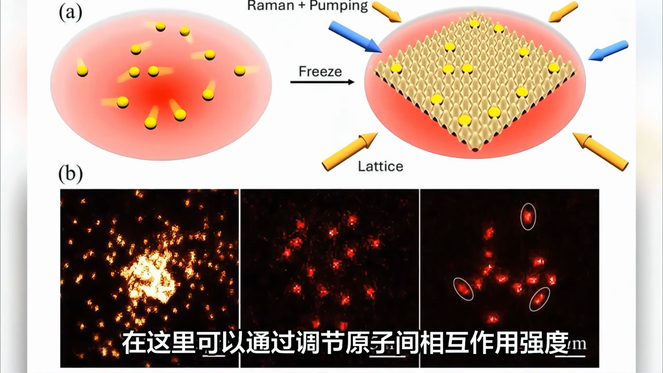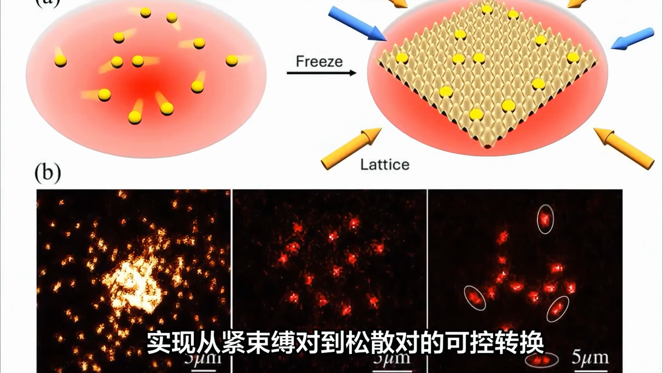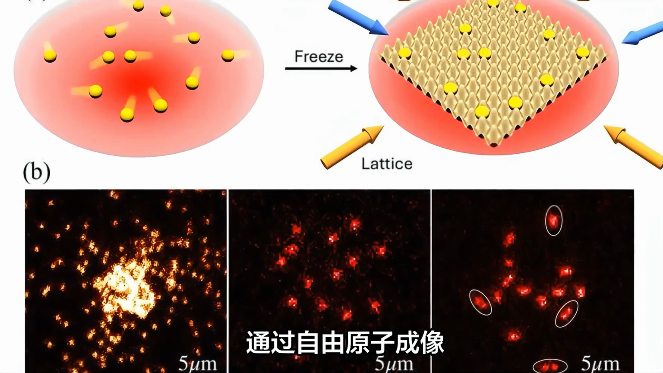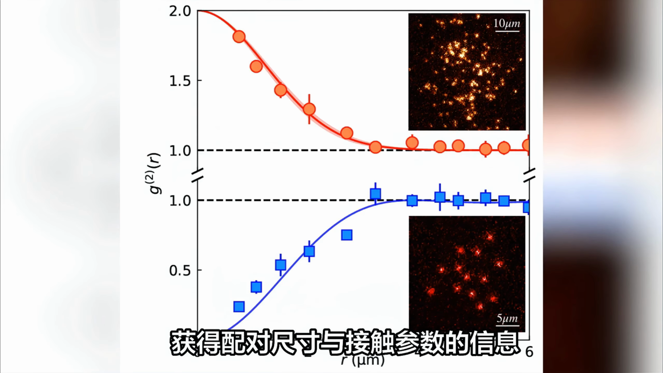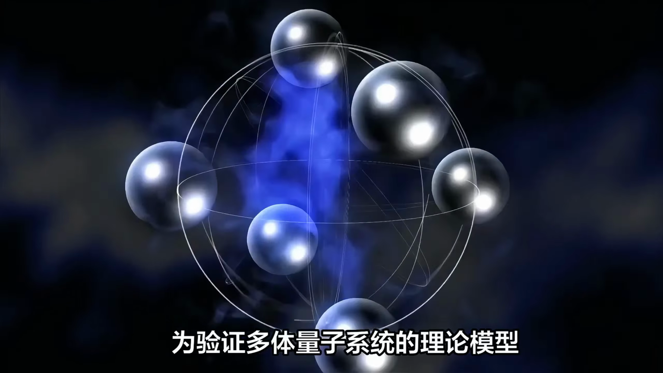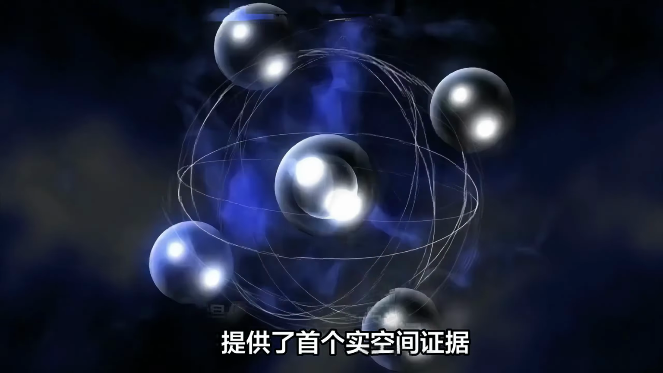Here you can adjust the strength of the interactions between atoms, achieving controlled conversion from tightly bound pairs to loose pairs. Using free atom imaging, researchers can directly measure the two-body correlation function and obtain information on pairing size and contact parameters. It provides the first space-time evidence for verifying theoretical models of many-body quantum systems.